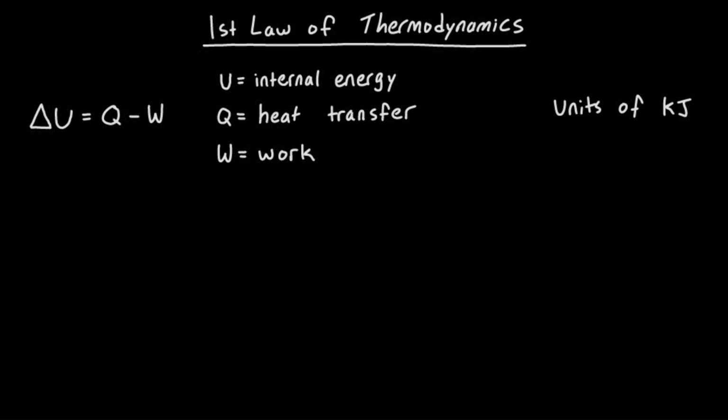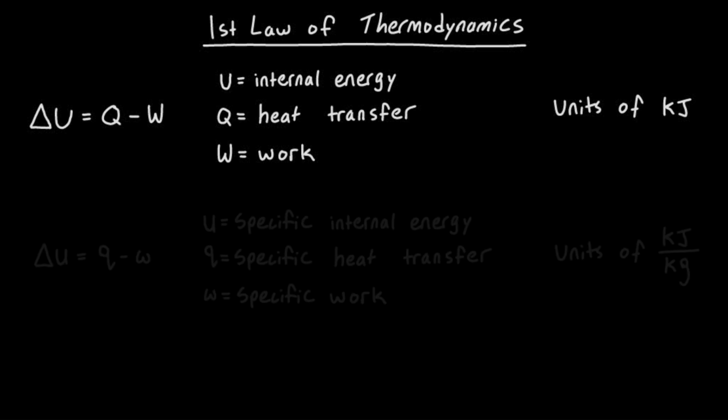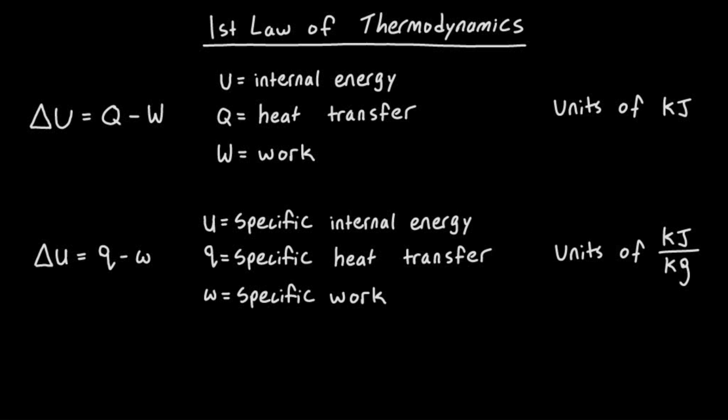This is written as the change in internal energy is equal to the heat transfer minus the work. And the units for this are going to be joules or kilojoules. We can also write the same equation in terms of the specific internal energy, the specific heat transfer, and the specific work. The only difference here is that our units are now kilojoules per kilogram or kilojoules per mole.